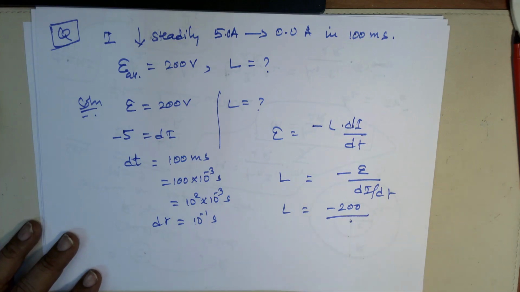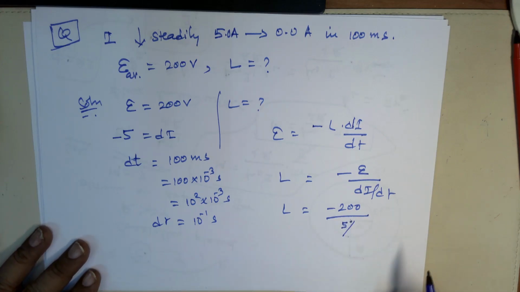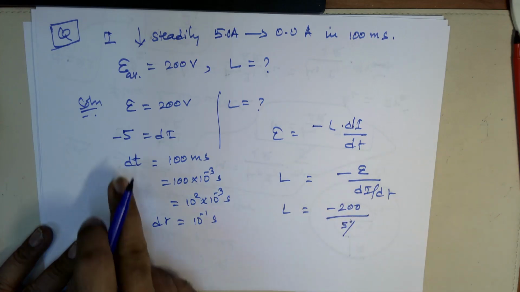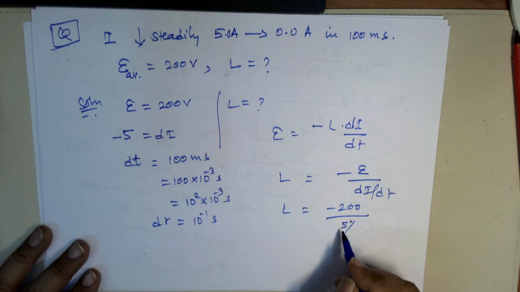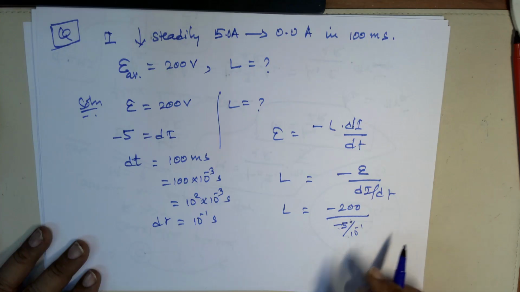Divided by 5. Listen to me carefully. 5 divided by, because di by dt. So di is minus 5. So put minus 5. Divided by dt means 10 power minus 1. Okay. So it is now reciprocated, and minus 200.